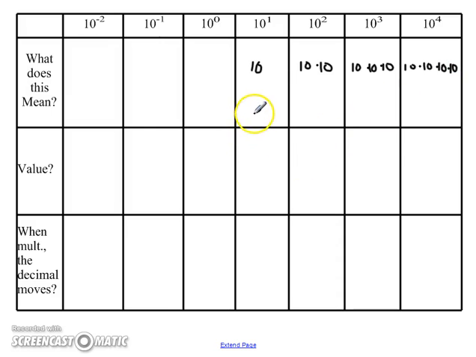Okay. Now, what is the value of 10? Well, that's just 10. What is the value of 10 times 10? Well, that is 100. And 10 times 10 times 10 is 1,000. And 10 to the fourth power is 10,000. Okay. So talking about what all those values mean helps us, because when we're multiplying by 10, what do I do to the decimal? Well, I move the decimal one place to the right. Okay?